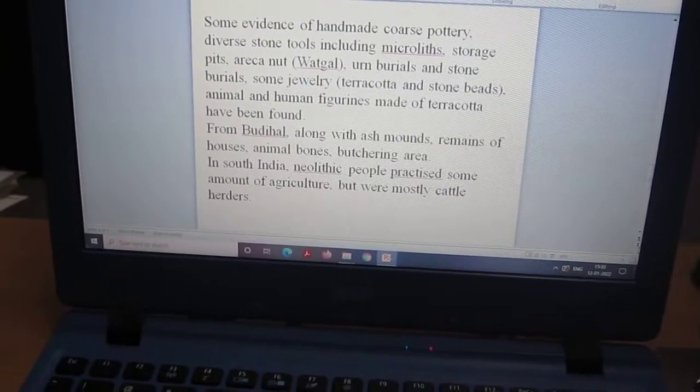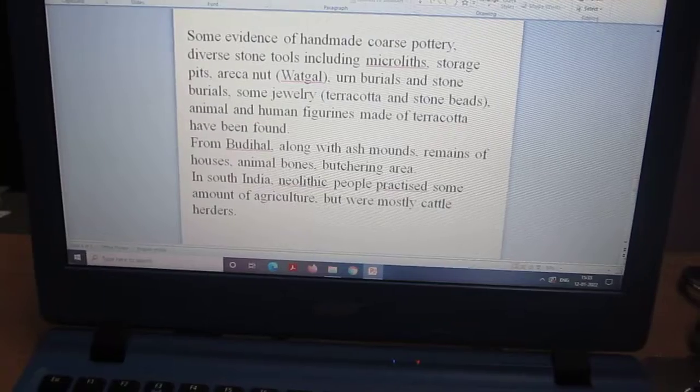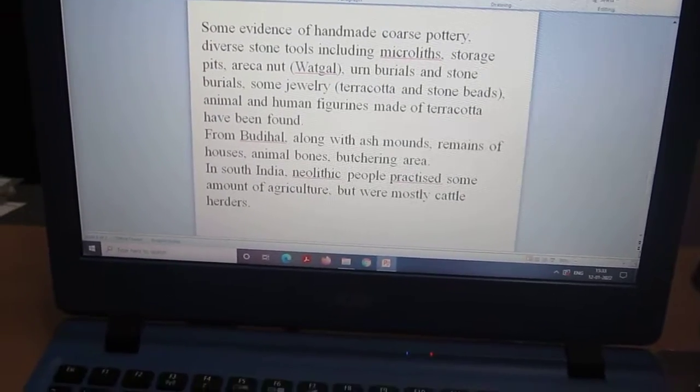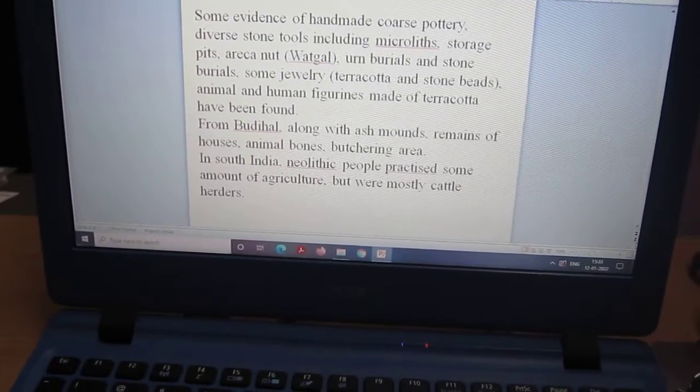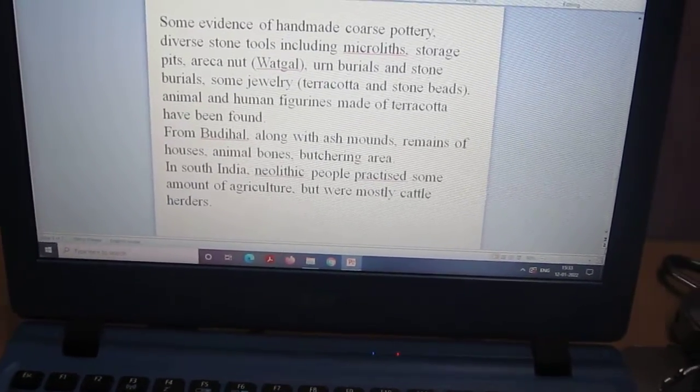So a close understanding of the Neolithic age helps us to understand how people transformed, or how the culture transitioned from the Neolithic Age to the Chalcolithic Age.